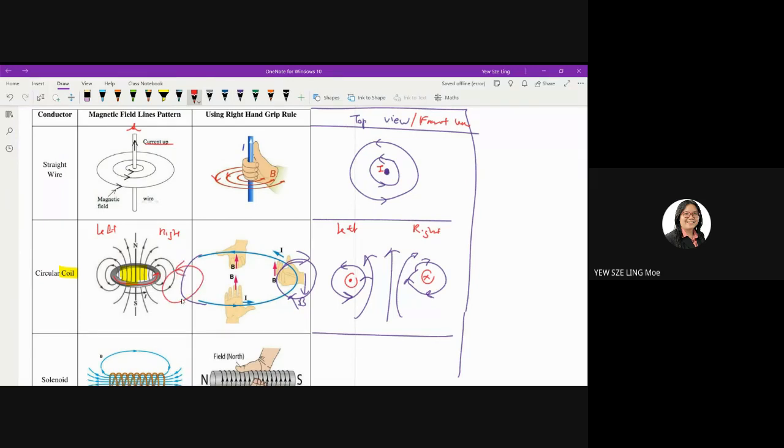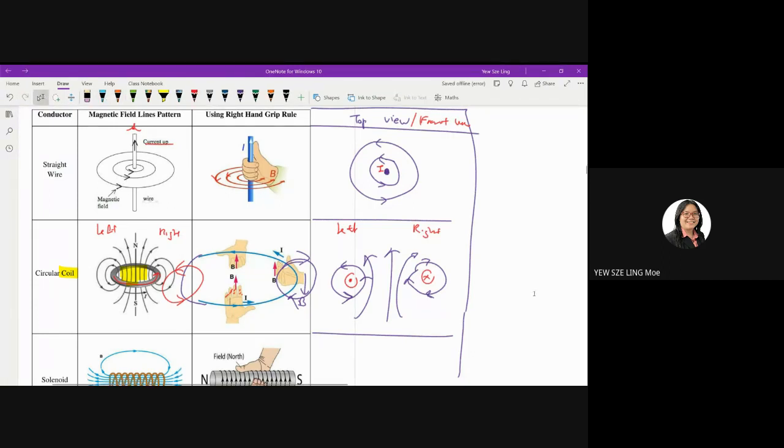Okay, dia ikut arah kamu punya jari. Okay, arah jari, 4 jari ini. Okay, these 4 fingers. So it follows the fingers. So if you hold it, you rotate your hand around the coil and see what the direction of your fingers is. That one is the direction of the magnetic field.